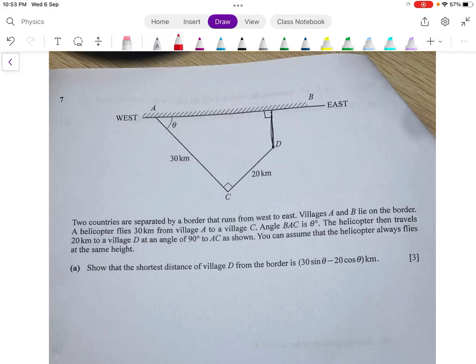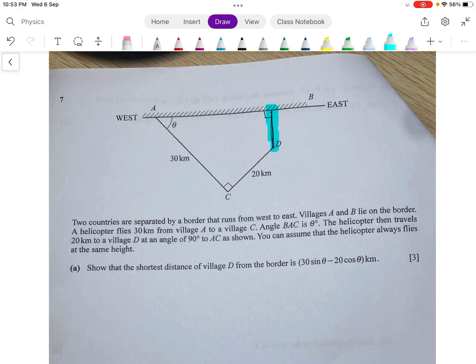Alright, so let's go through this question. We have this picture, right? Then they ask us to show the shortest distance of village D from the border is as such. So this one, of course, is an R formula question. First thing we can recognize is that we actually want to find this distance, right?